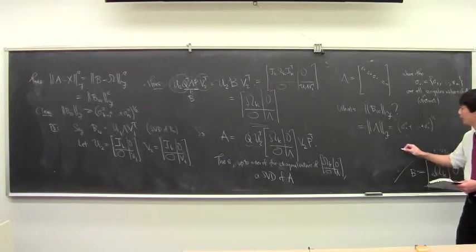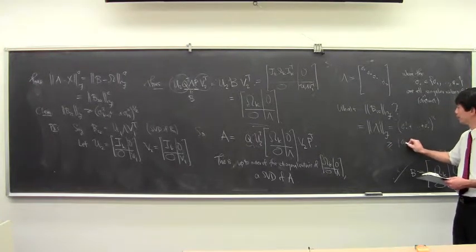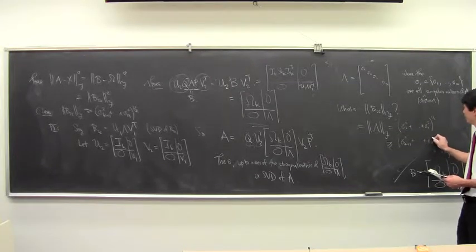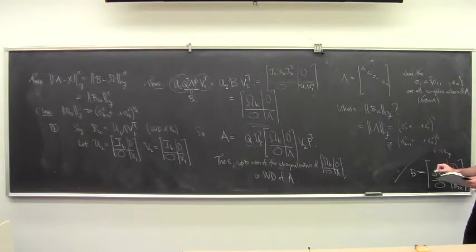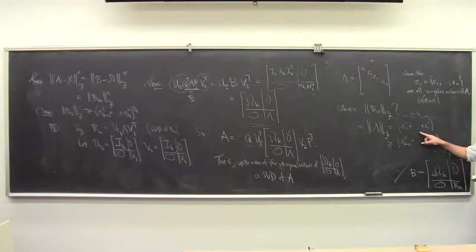Okay. But that's bigger than or equal to lambda k plus 1 squared plus lambda n squared, to the 1/2, because there are n minus k of these guys. Why? So I'll let you do this last exercise. Why is this bigger than this?